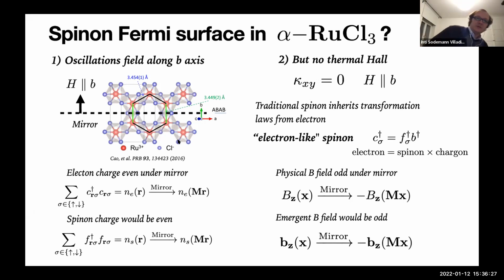So this is completely consistent with what is seen in experiments with regard to the presence and absence of Hall effect along the two axes. But this mirror itself would make the emergent field of the traditional spinon Fermi surface state also odd. The emergent field is like locally gauging a conserved quantity, something physical, okay? So you can make sense of its transformation laws just as you make sense of transformation laws of any physical quantity like a magnetization or something. So the emergent field of the traditional spinon Fermi surface state is odd under this mirror.